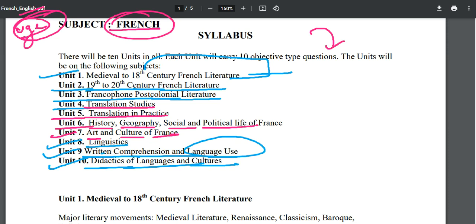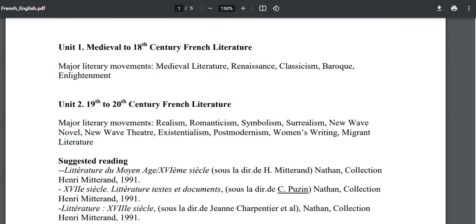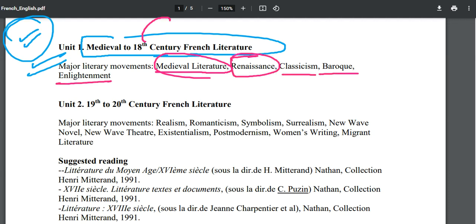First of all, Unit 1, medieval to 18th century French literature. It comprises the major literary movements of these centuries: medieval literature, Renaissance, Classicism, Baroque and Enlightenment. So from medieval to 18th century French literature, what was happening over there you have to read.